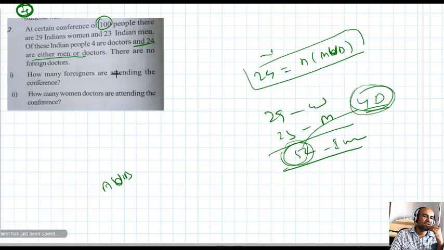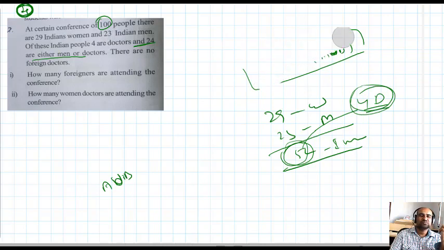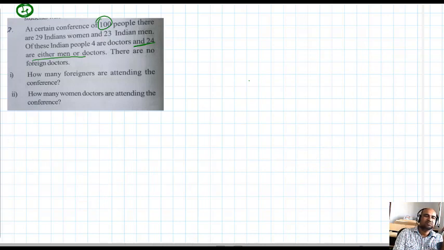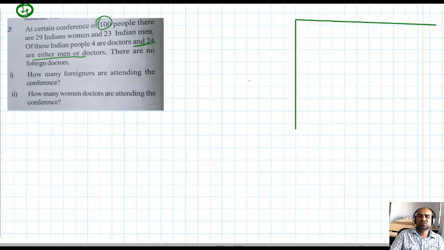How many foreigners are attending the conference? So 48 are attending the conference, that is completed already. How many women doctors are attending the conference? Interesting problem. Students, first of all I will draw a rough Venn diagram. Actually, without using a Venn diagram you can complete this problem easily.